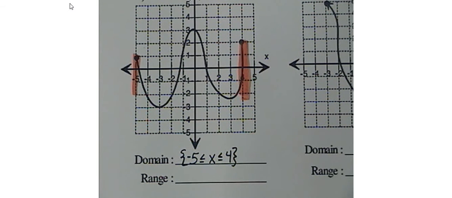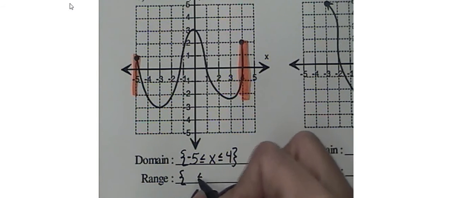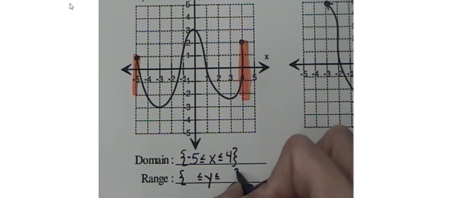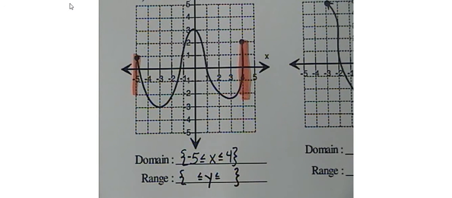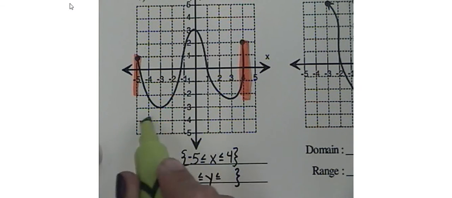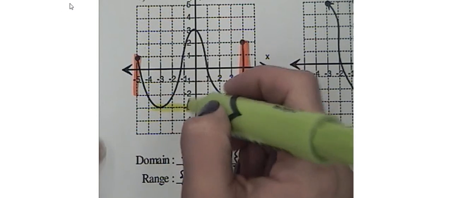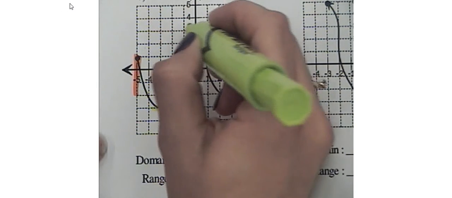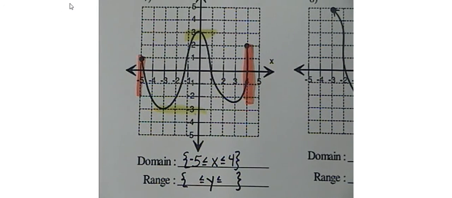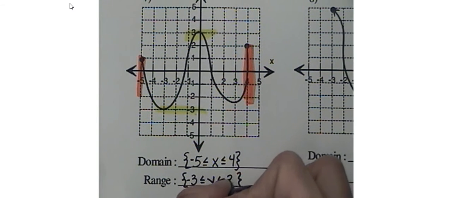My range is my y value, so I look up and down. My absolute minimum, my absolute maximum, the lowest y value to the highest y value. So if I start down here, nothing's graphed at -5, nothing's graphed at -4. This low point is right here, and I go all the way up. So it's from -3 to 3.